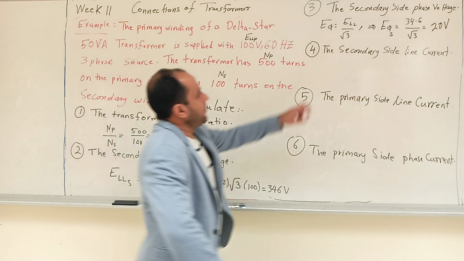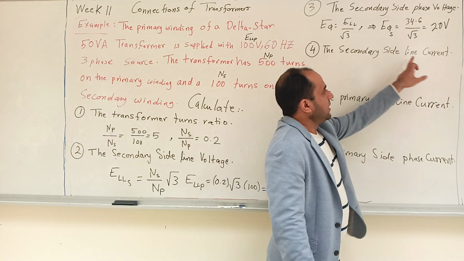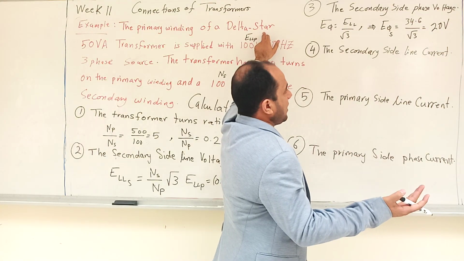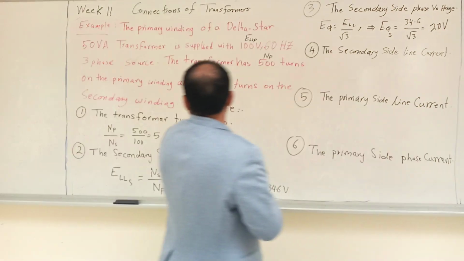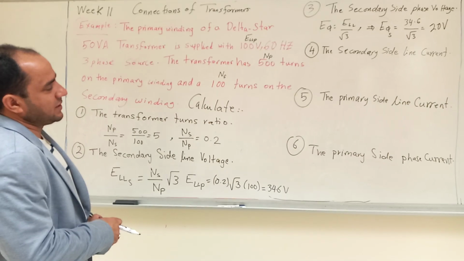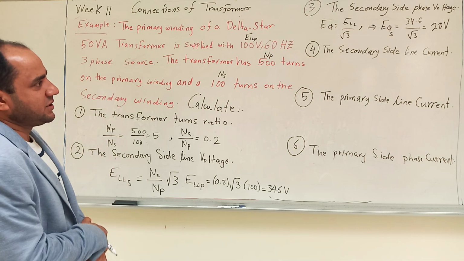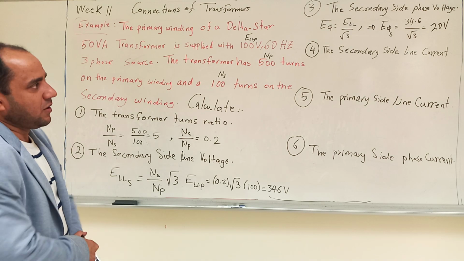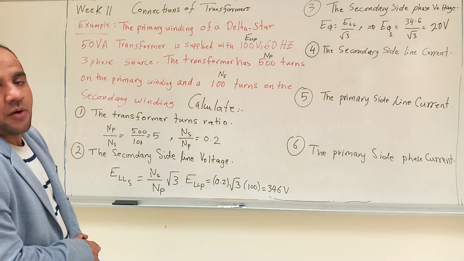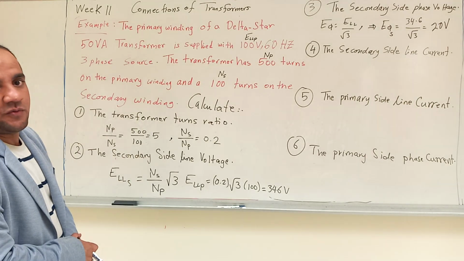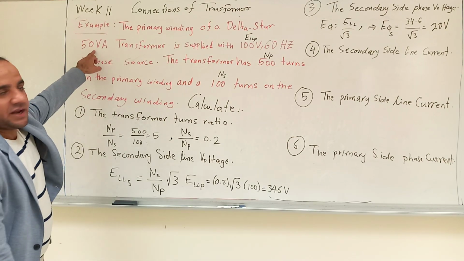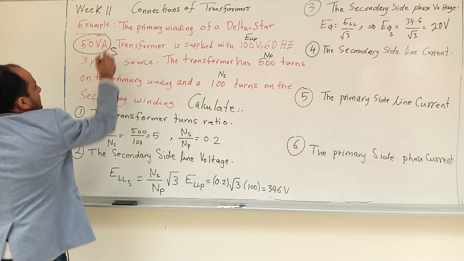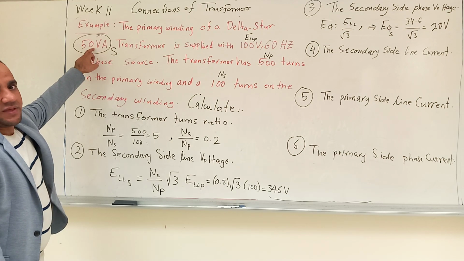Number 4. The secondary side line current. The secondary side is the star connection, and we need the line current there. Now, what is given in the question that can help us find the current? We know the voltage. We need to calculate currents, but there is no current given here. So in order to calculate current, you need to look for power, basically. Is there any given value for power? We have this: the rated 50 volt ampere. That's the apparent power of the transformer. And we're assuming the transformer is ideal.